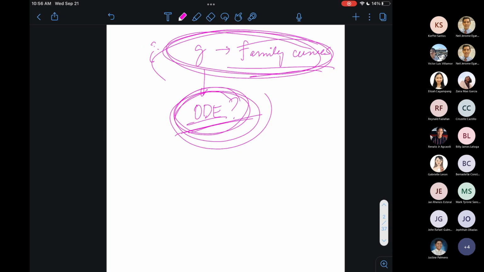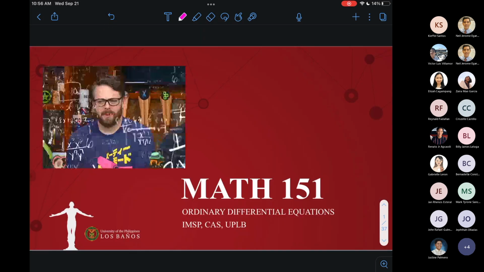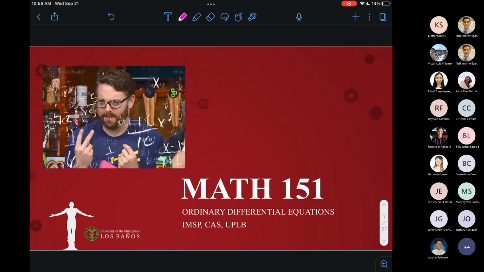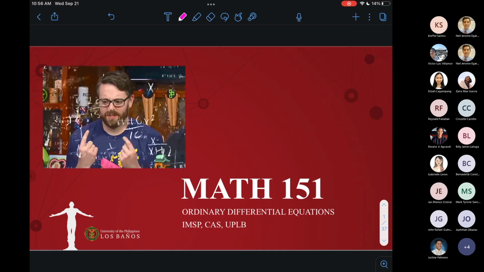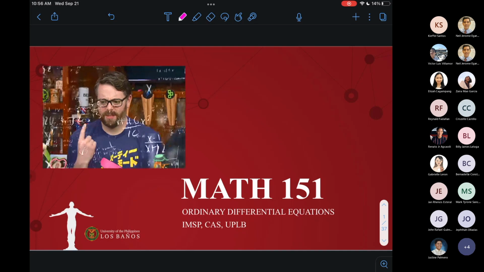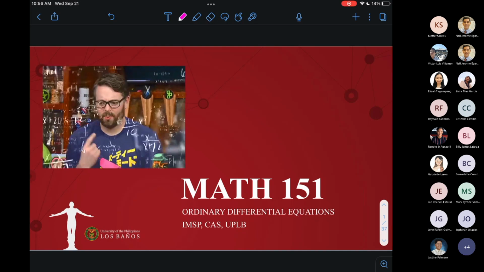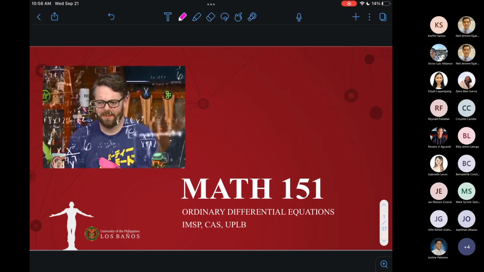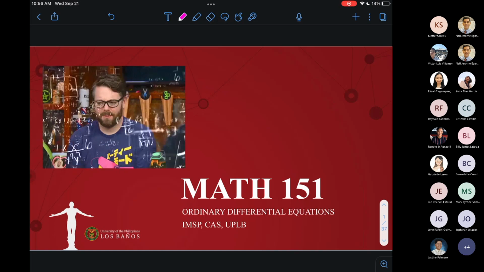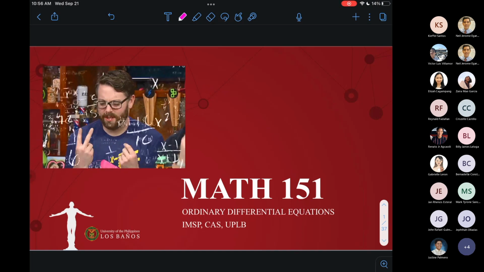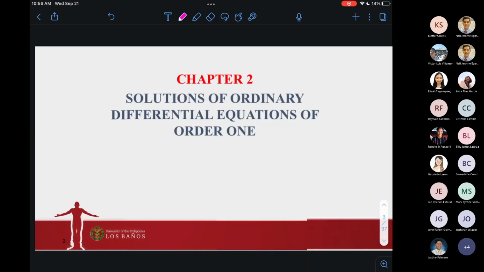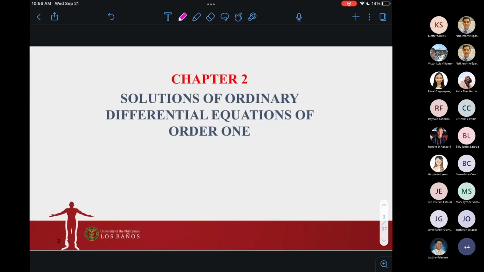Kaya, kailangan nating simulan paano nga ba mag-solve ng mga ODEs. Alright? It's a nice segue. And what we want to do now is to look at different classes of ODEs at kung paano sinosolve yung bawat isa sa kanila. Right? So in this chapter, we'll consider ordinary differential equations of order 1.